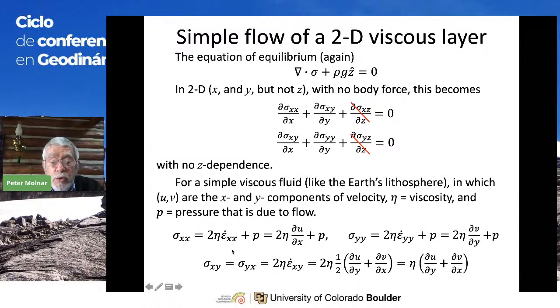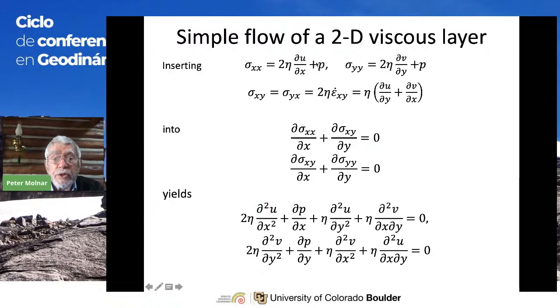So what we want to do then is take these equations and substitute them into this. So here are these equations again. Horizontal compressive stress depends upon the gradient in the horizontal component of velocity in that direction, plus the pressure, for both x and y, plus the shear strain rate. We're putting them into the equation of equilibrium, this gradient in horizontal compressive stress plus the perpendicular gradient in the shear stress, the same for the y component.